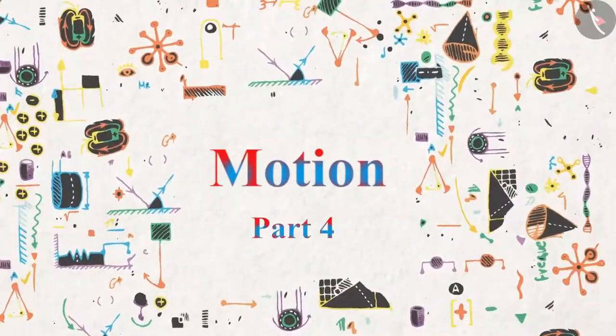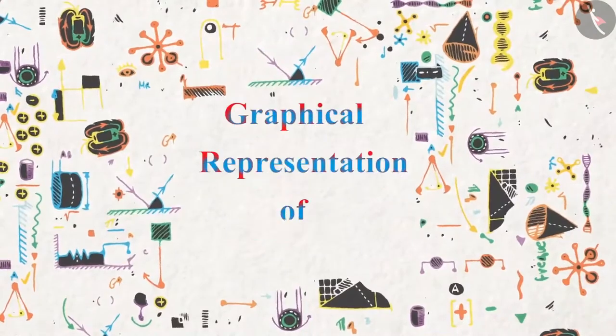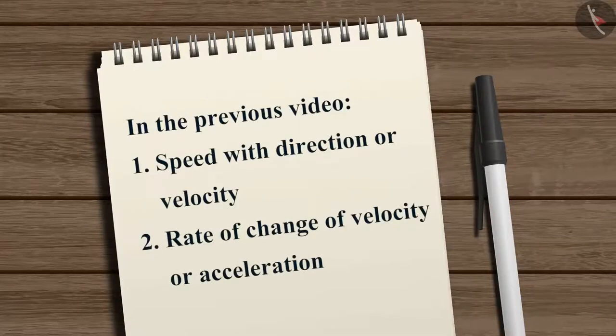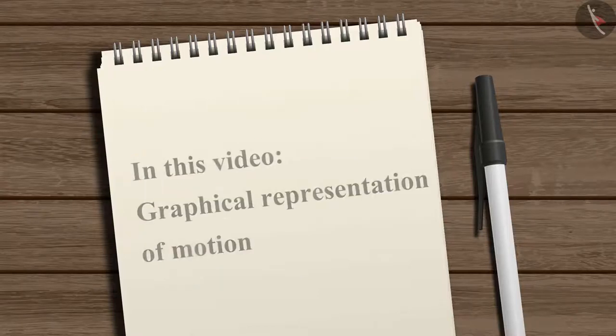Motion, Part 4. Graphical representation of motion. In the previous video, we learned about the speed with direction, or velocity, and the rate of change of velocity, or acceleration. In this video, we will learn to represent the motion of an object on a graph.